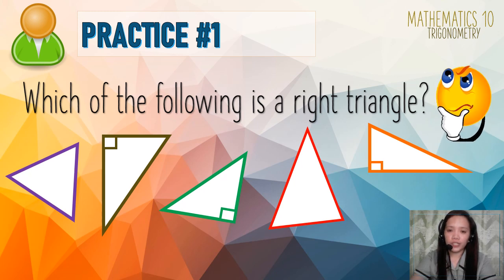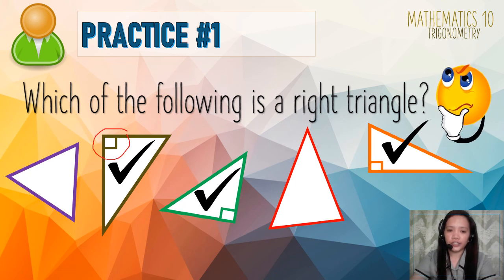Which of the following is a right triangle? We have this one, and this one. As you can see, we have the following indicators: a 90-degree interior angle, a 90-degree interior angle, and another 90-degree interior angle.